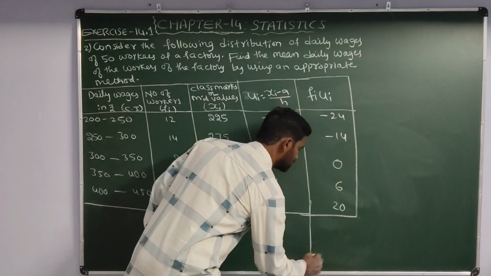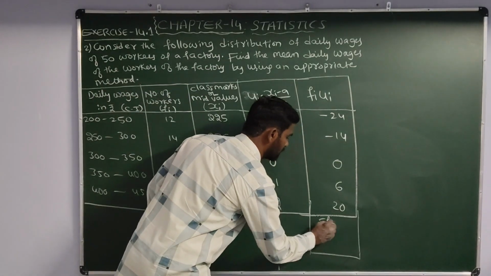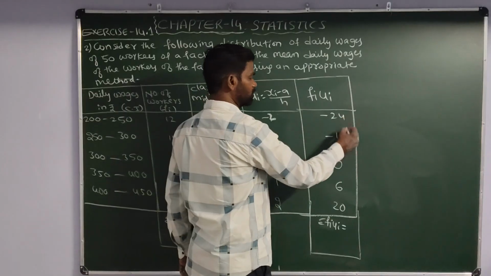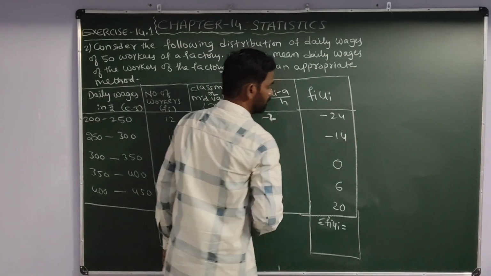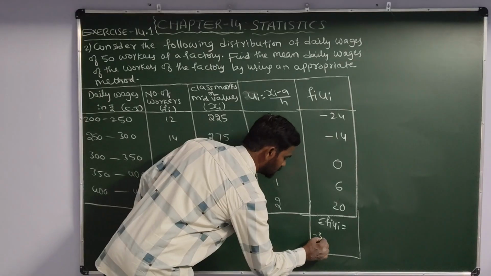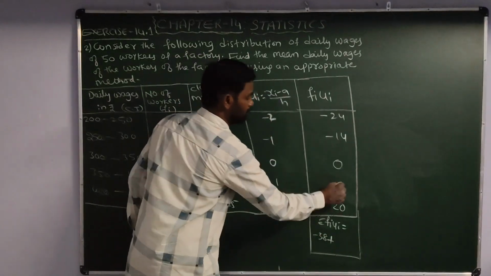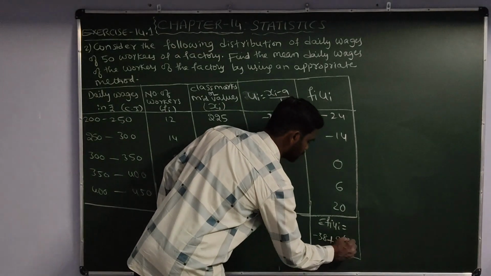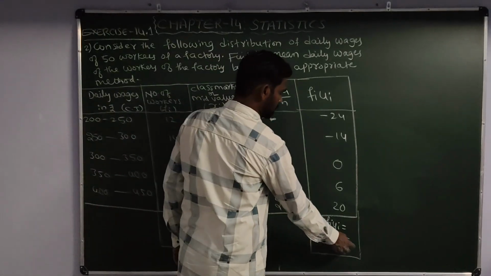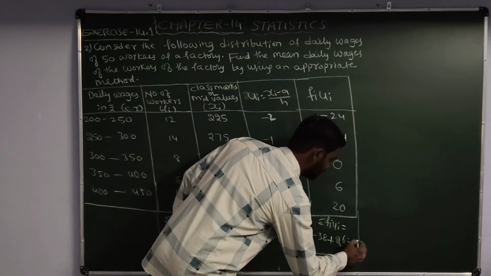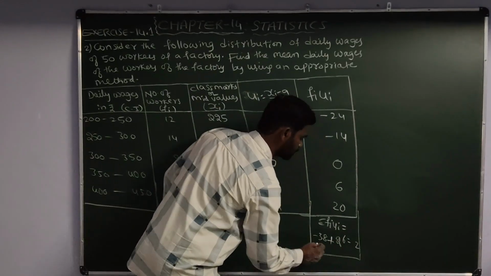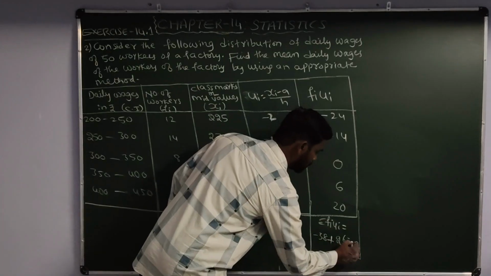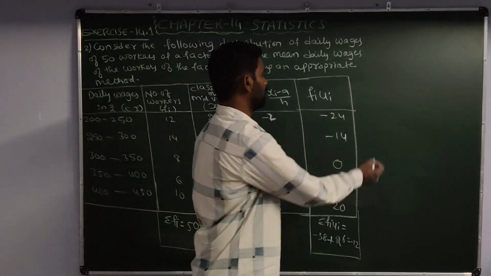Now add all the sigma Fi Ui values. Here, first you add the negative values. What are the negative values? 4 plus 4, 8. 2 plus 1, it is 3. Minus 38 plus 20 plus 6. Positive values, 20 plus 6, it is 26. So from 38, if you subtract 26, 8 minus 6, it is 2. 3 minus 2, it is 1. So minus 12.